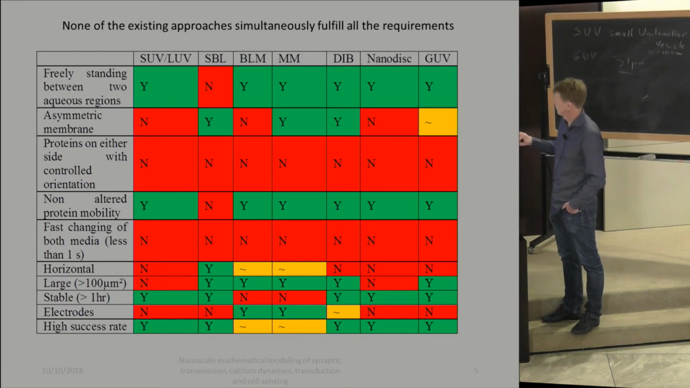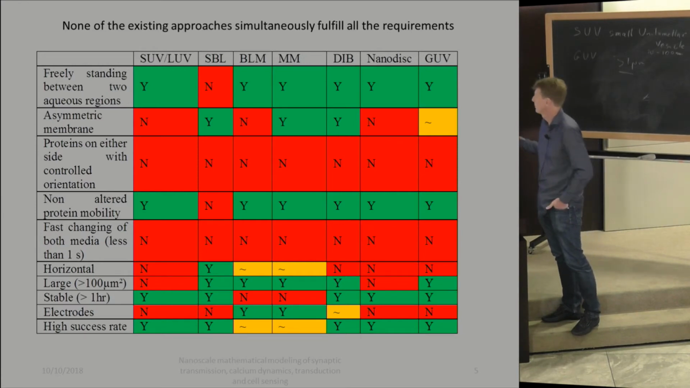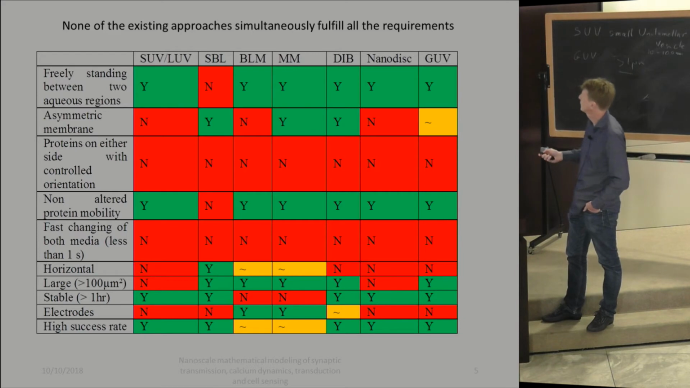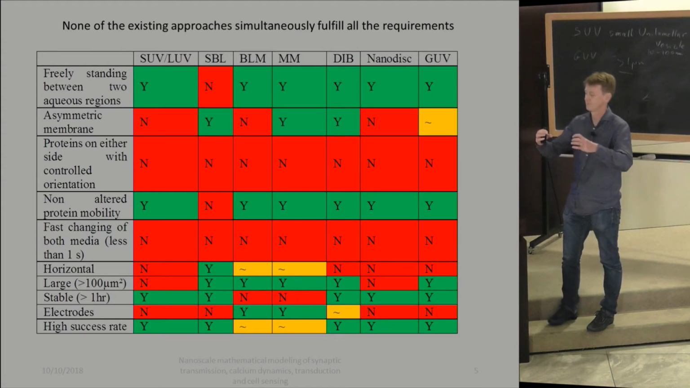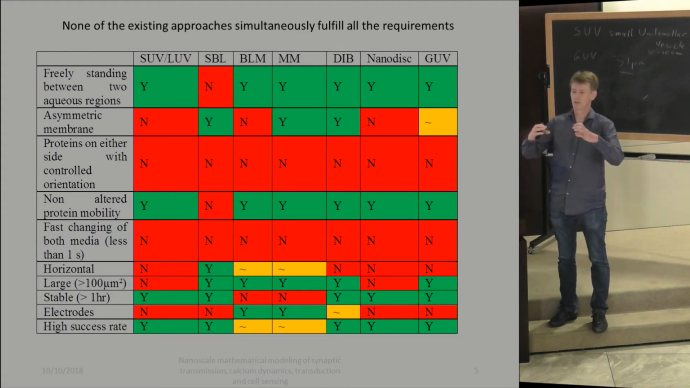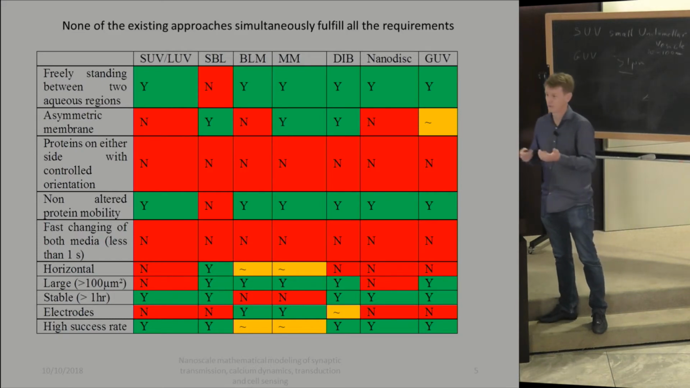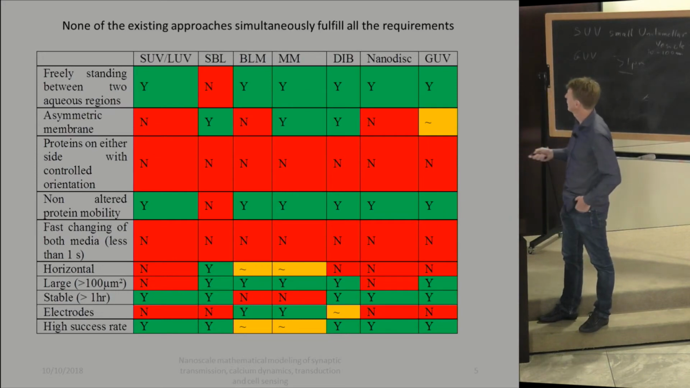It's very useful also, but again, it doesn't fulfill all the requirements. DIB is two droplets, water droplets in oil. You have a monolayer at the interface of each droplet. You bring them in contact, and you have a bilayer that forms between the two water droplets. Again, you cannot change the medium on each side.